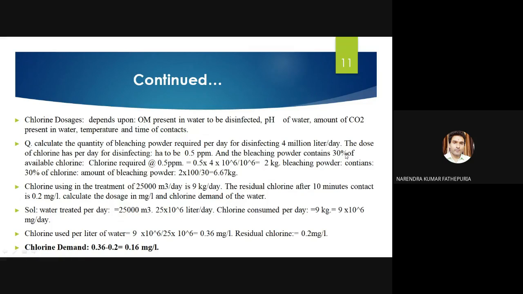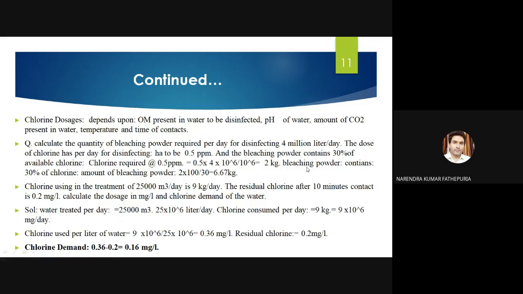So the bleaching powder has 30% of available chlorine, and chlorine is required at 0.5 ppm. So 0.5 ppm multiplied by the total quantity of water, 4 million liter per day. So 0.5 into 4 into 10 to the power 6 divided by 10 to the power 6, you will get 2 kg. Million liter water per day, you convert into kg. Finally, you will get how much chlorine is required, that is 2 kg for the whole amount of water for disinfecting.